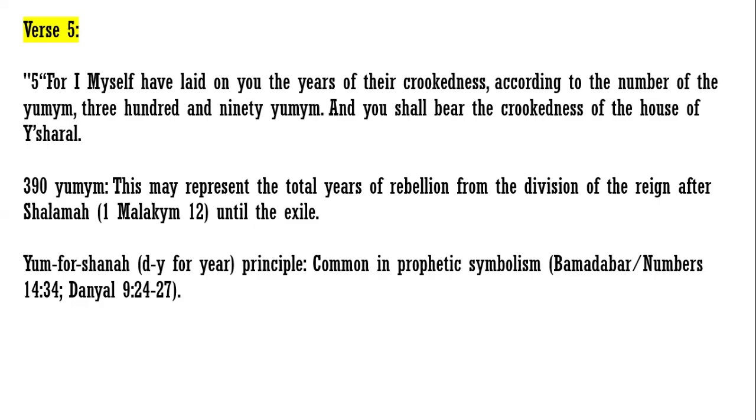"70 weeks are decreed for your people and for your Kadosh city, to put an end to the transgression and to seal up sins and to cover wickedness and to bring in everlasting righteousness and to seal up vision and Navi and to anoint the most Kadosh. Know then and understand from the going forth of the command to restore and build Yerushalayim until Mashiach the Prince is 7 weeks and 62 weeks. It shall be built again with streets and a trench, but in times of affliction."